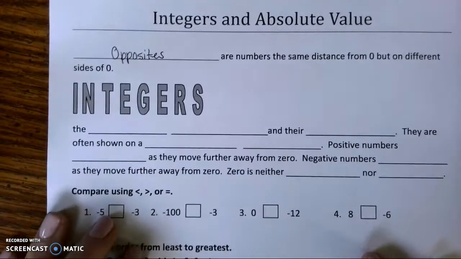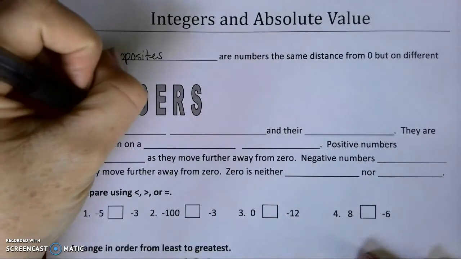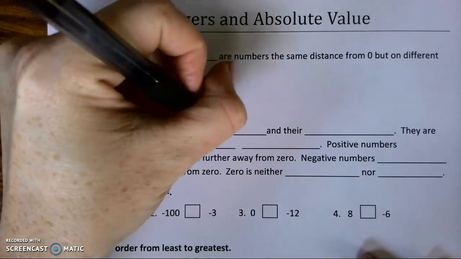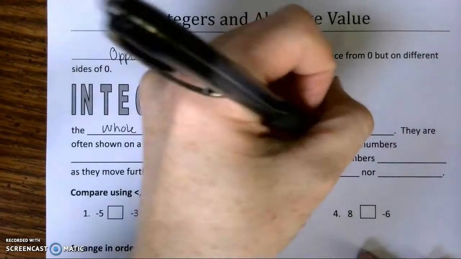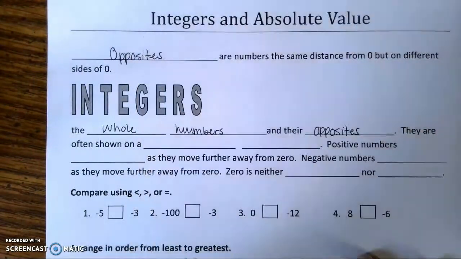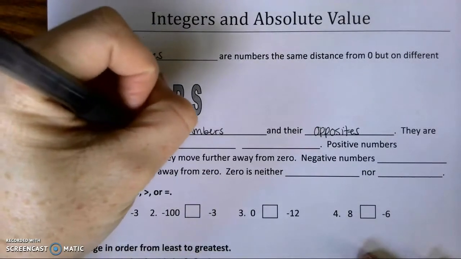So let's take a look at integers. The whole numbers and their opposites are integers. An example of that would be like 4 and negative 4. So 4 is our positive whole number. Its opposite would be negative 4. Those are both examples of integers. They are often shown on a number line.